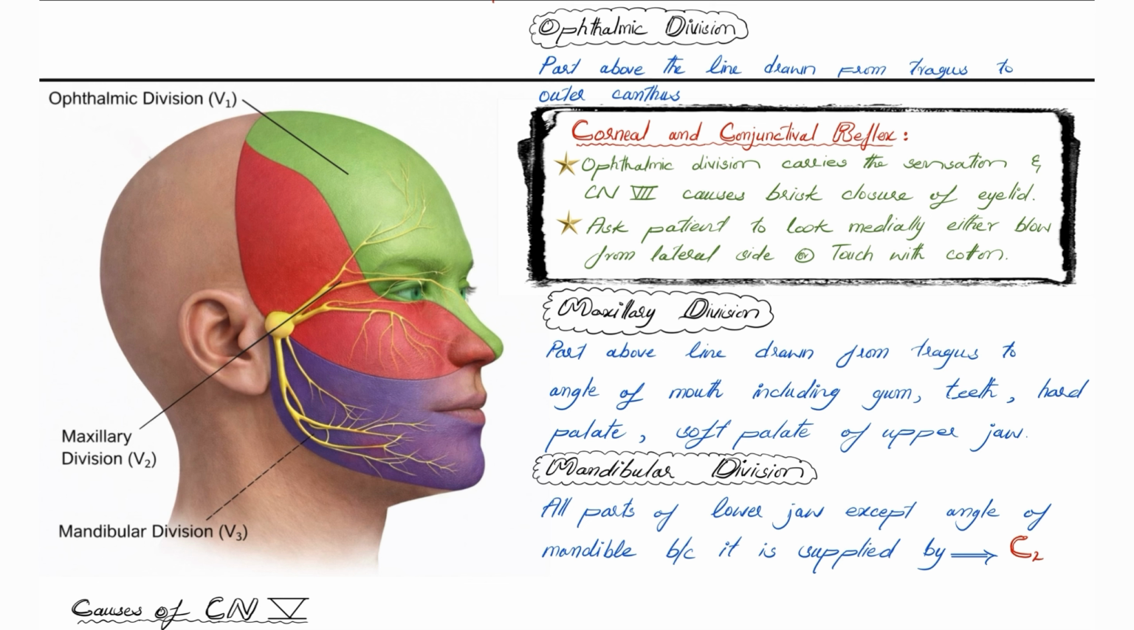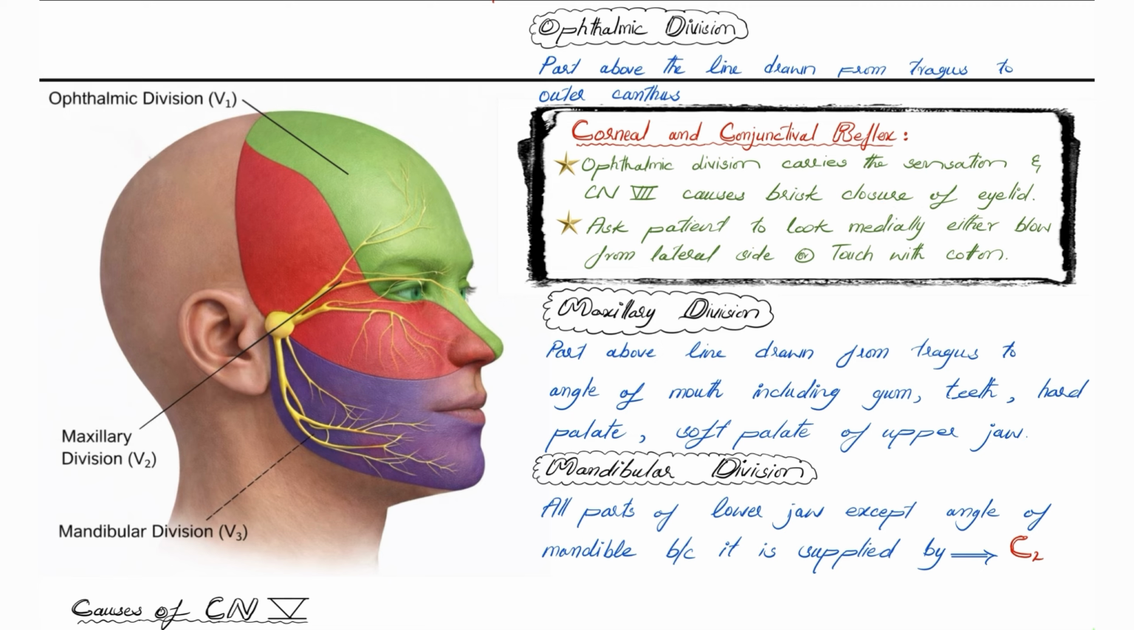The afferent limb of this reflex is made by the ophthalmic division of the trigeminal nerve, while the efferent limb is made by the facial nerve. So the ophthalmic division carries the sensation and the facial nerve causes the brisk closure of the eyelid. Ask the patient to look medially, then either blow from the lateral side or touch with cotton. If the patient shows brisk closure of the eyelid, it means that the corneal and conjunctival reflex is intact.